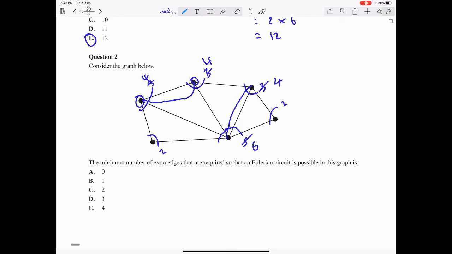So therefore an Eulerian circuit is possible, and we did that with a minimum of 2 edges. As you can see, we added 2 edges to make this possible, and that is the minimum number of edges because we connected between 2 odd vertices each time. So we connected between this odd vertex and this odd vertex, and this odd vertex and this odd vertex. So therefore 2 edges was the minimum number of edges so that all of the vertices would have an even degree. So therefore C is the correct answer.